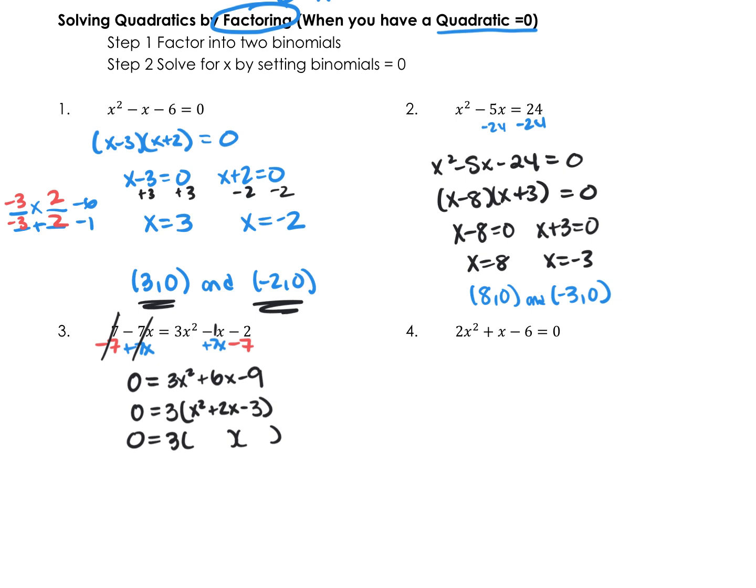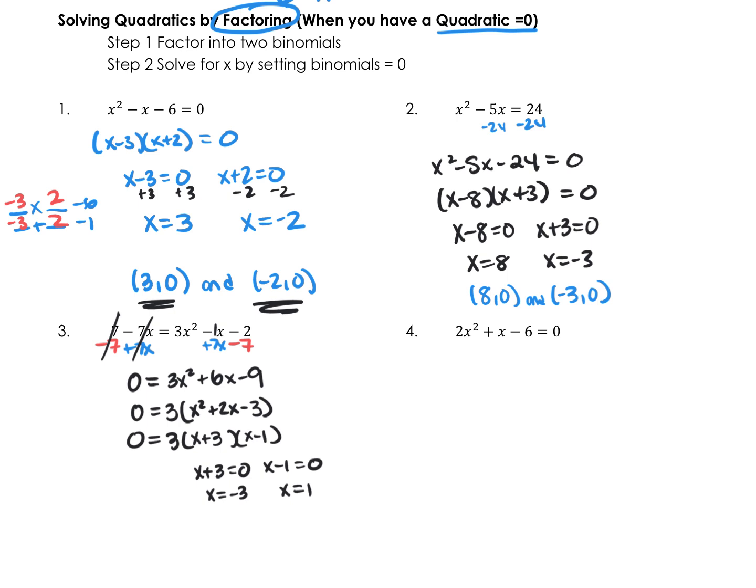Those numbers are going to be +3 and -1. So we have (x + 3)(x - 1), and then we set our factors equal to 0. This one will give you x equals -3. This one will give you x equals 1.